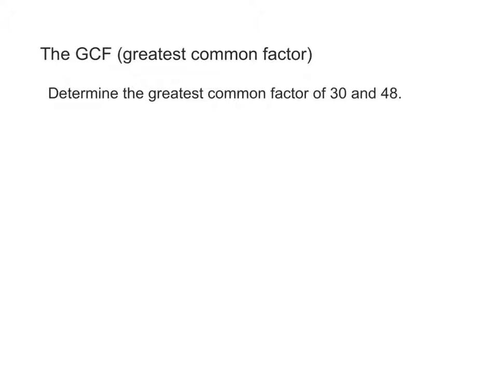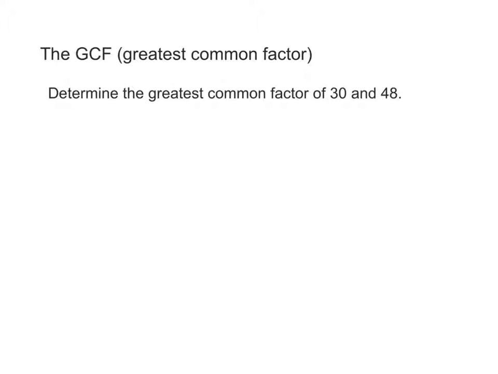Now you've probably heard GCF before, greatest common factor. This question asks you to determine the greatest common factor of 30 and 48. Not the lowest common factor, the greatest common factor. So there's a couple of different ways to do this. List the factors of 30 and list the factors of 48, and then choose the biggest number that's in both groups. That might not be that difficult to do for this.